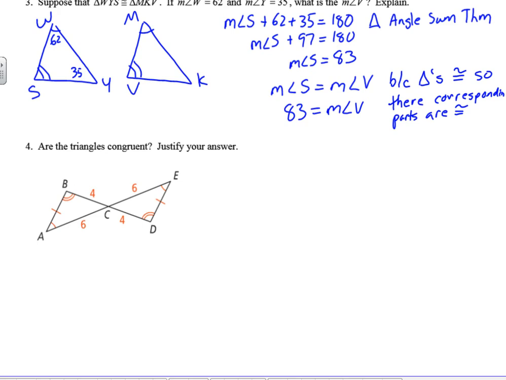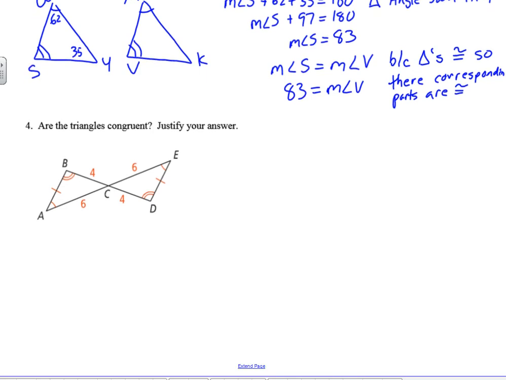All right, now are the triangles congruent? Justify your answer. So what we need when we're trying to prove this, congruent means we're looking for all 6 corresponding parts congruent. So that's the question. Are all 6 corresponding parts congruent? Well, what you want to see here is, let's add in our freebie.